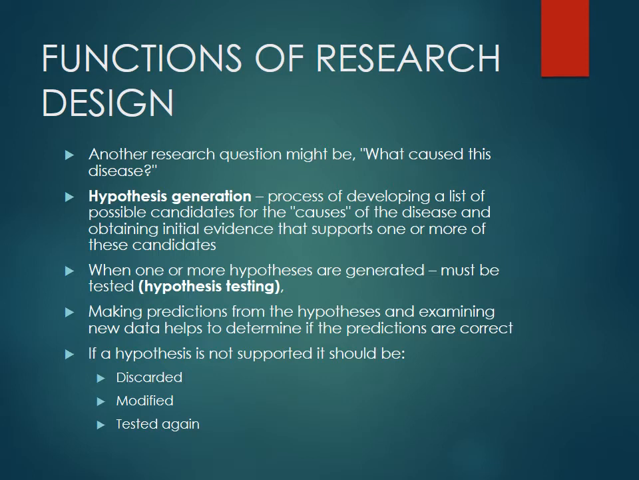So, another question we might be trying to ask is what caused this disease? There's a difference between hypothesis generation, the process of developing a list of possible candidates for a cause of disease and trying to obtain some initial evidence that supports one or more of the candidates, so trying to figure out what the possible causes are. And then once you have a hypothesis generated, you have to test it. And so we'll talk about the different study designs that lend themselves more towards hypothesis generation or more towards testing.